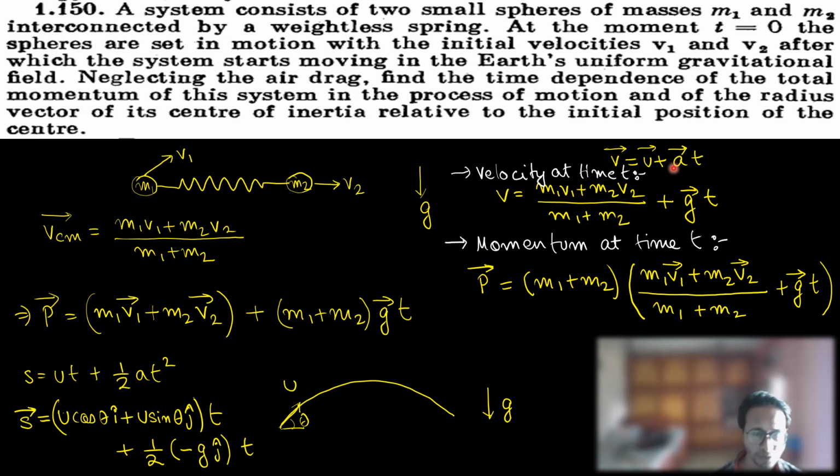Understood? So it's the same thing: these first two formulas are vector formulas. That means you can write it in this format. This entire thing can be written as u vector, and this entire thing can be written as g vector.